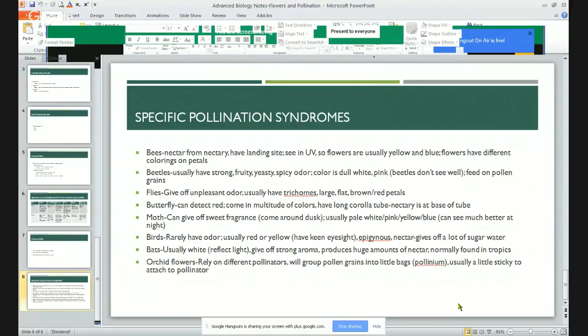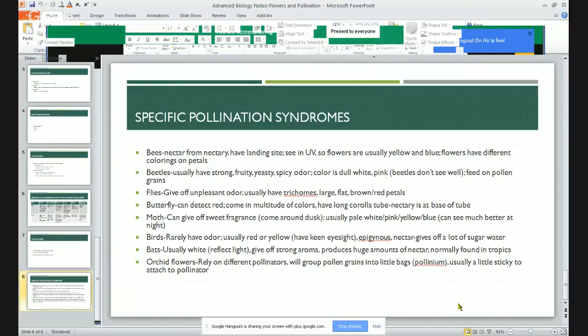Birds. If you're going to be pollinated by birds, the flowers generally don't have an odor because birds don't really pick up on odors, and they've got really good eyesight. So generally, those flowers are going to be red or yellow, nice and bright. These flowers are generally epigynous, so the ovaries are the most inferior part. These flowers are going to have nectar also, and because of that, they give off a lot of sugar water. Birds need a little more energy than your bees or your flies, so high sugar content.